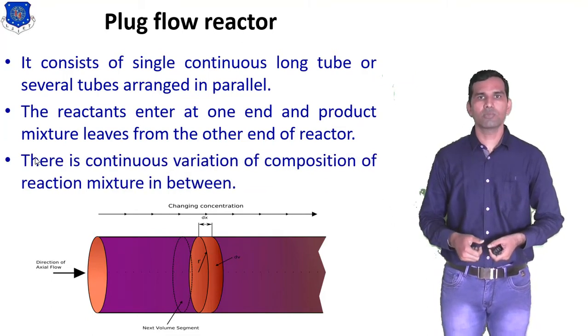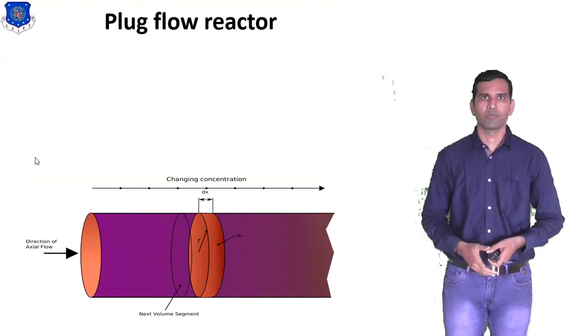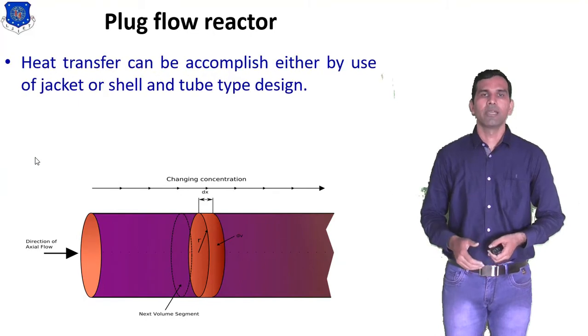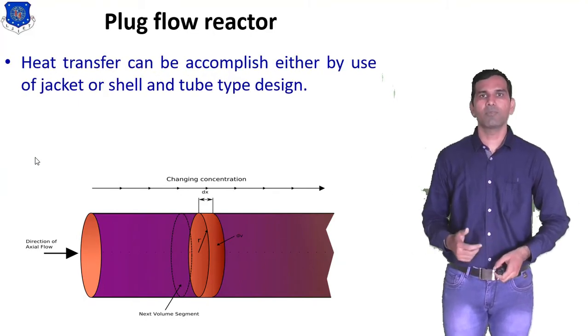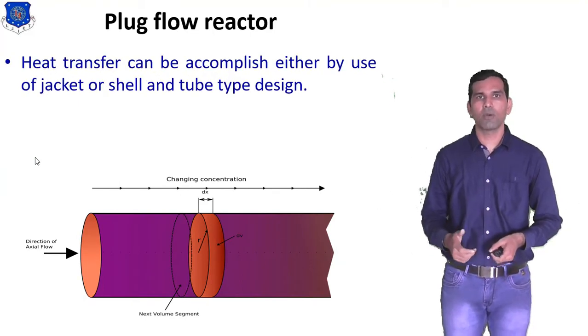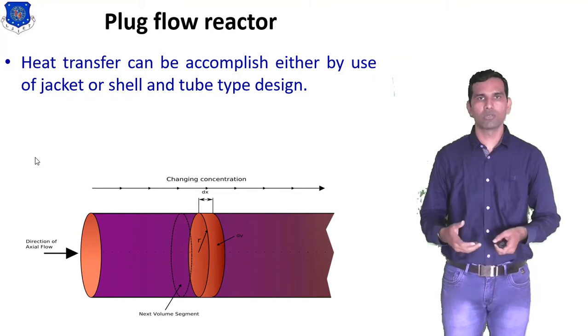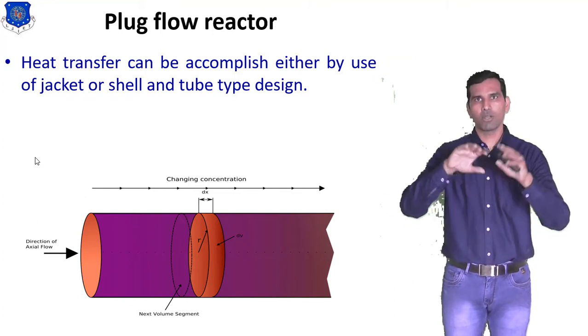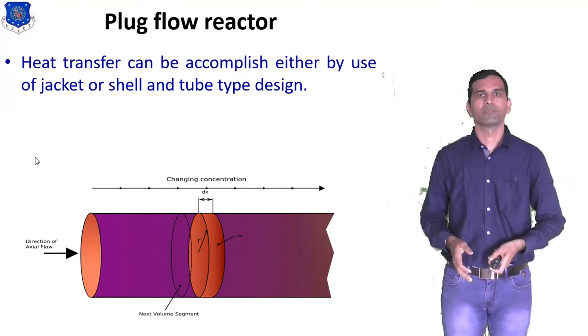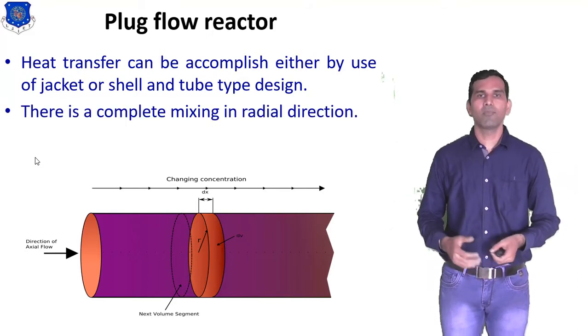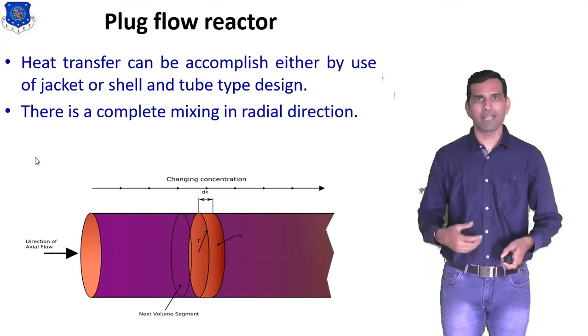There is a continuous variation of composition of the reaction mixture in between. Heat transfer can be accomplished either by use of a jacket or a shell and tube type design. That means we can also use a jacket surrounding this reactor. There is no complex mixing in the radial direction.